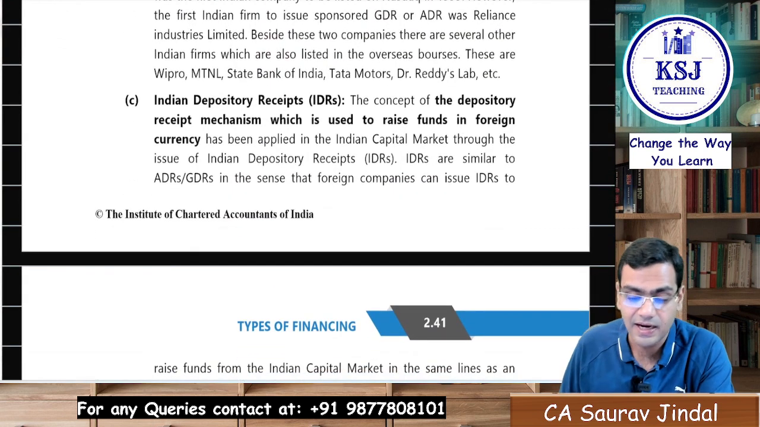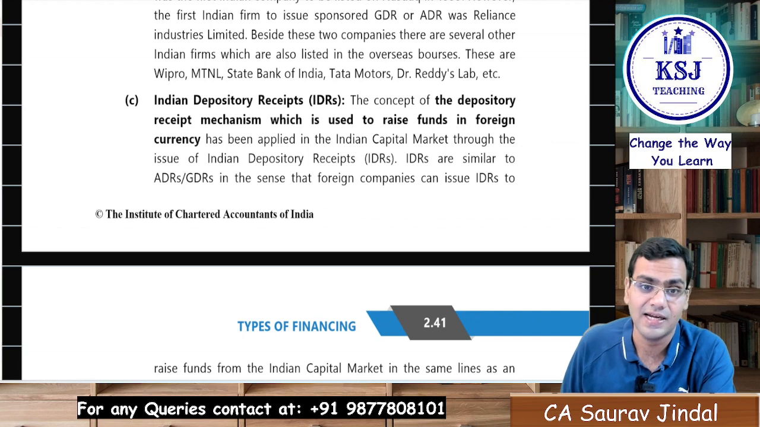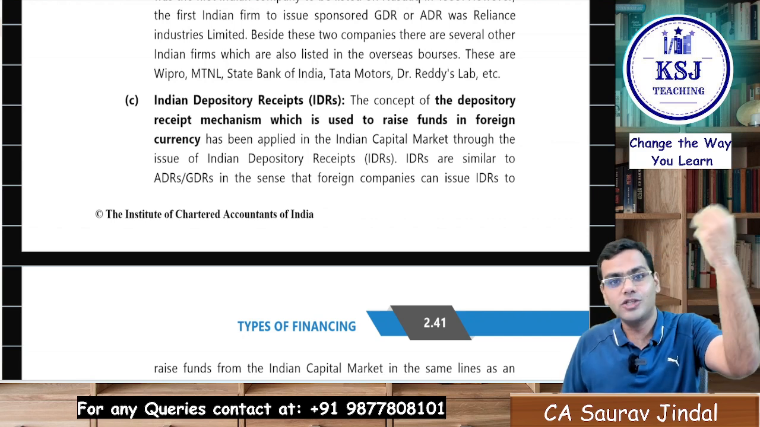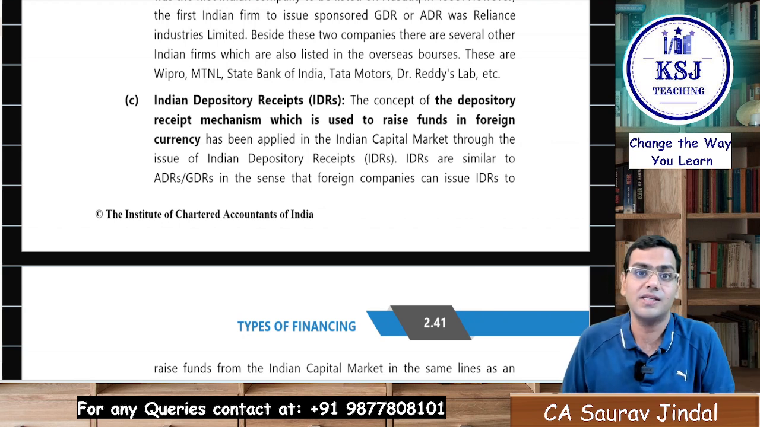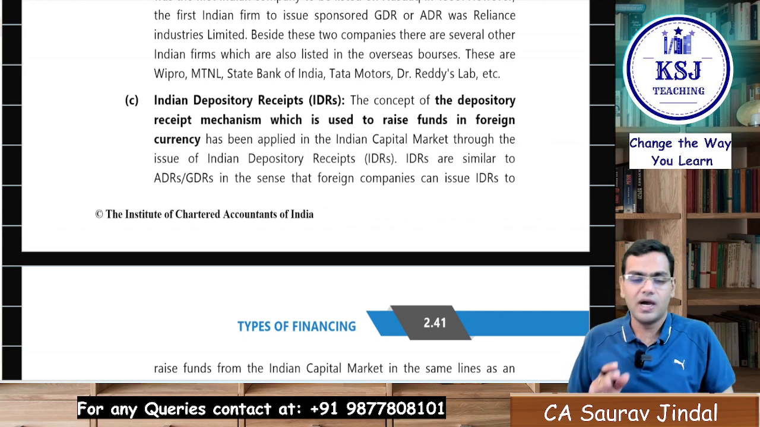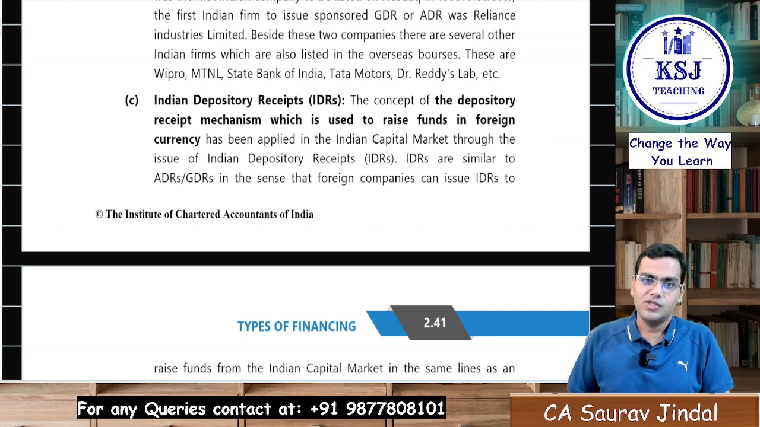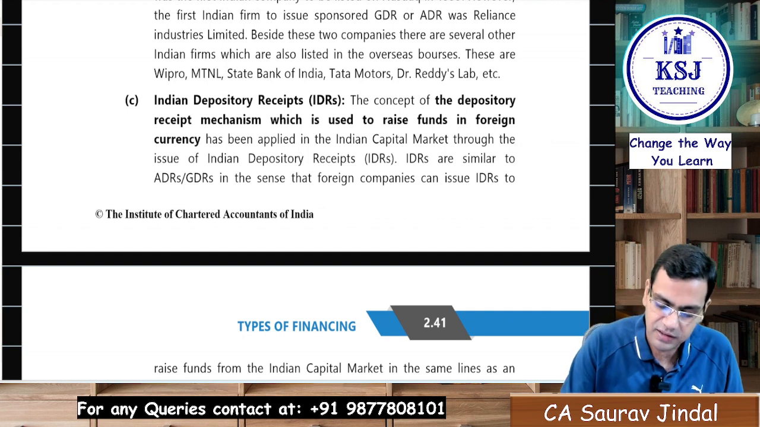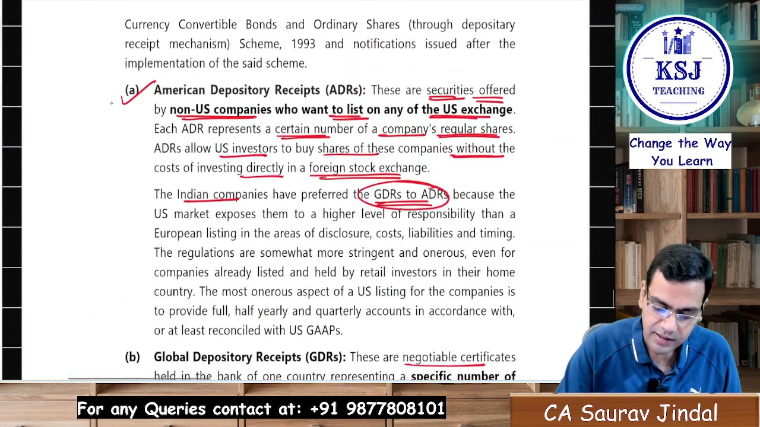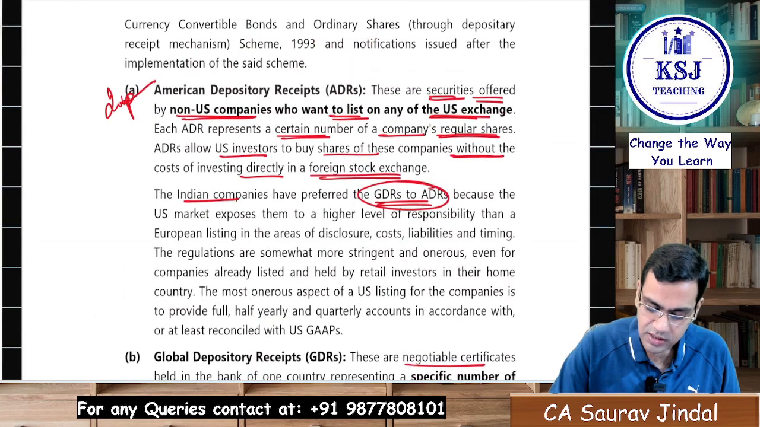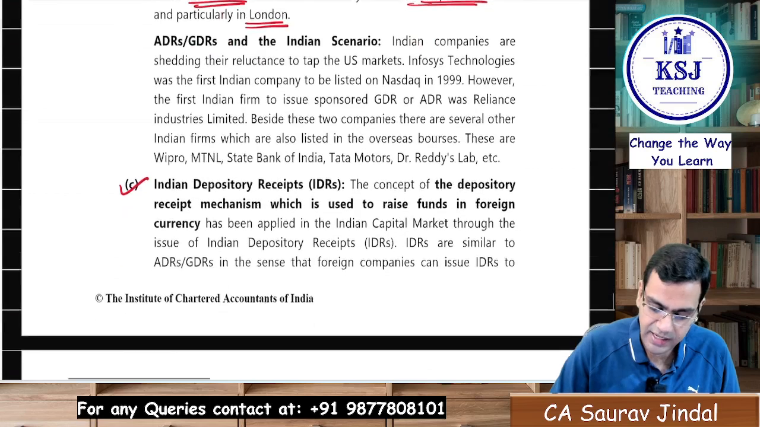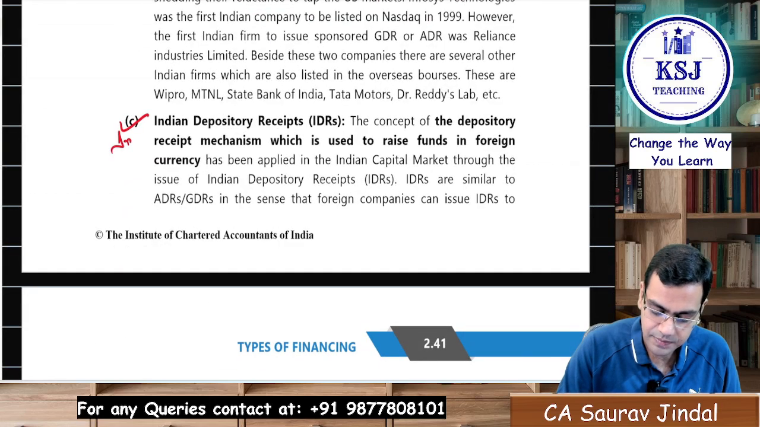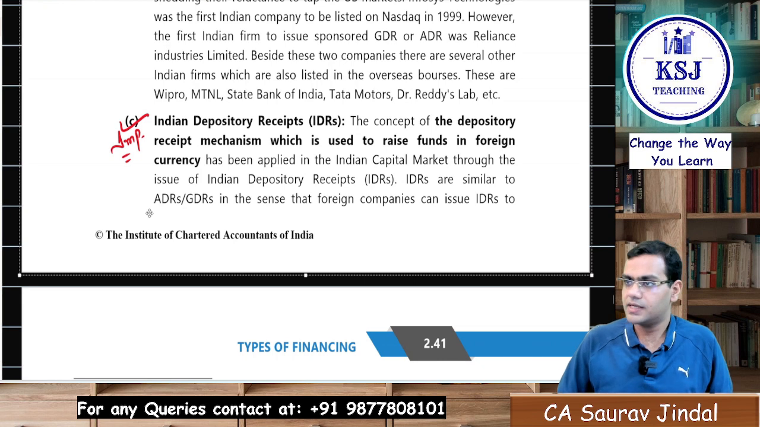Then they have the Indian depository receipts also. IDRs, what are the IDRs? If some foreign company, say an American company, wants to list their shares on the Indian Stock Exchange, then they will issue the IDRs. Clear? So this is the difference between ADR, GDR and IDR. This is the basic concept of the three. Now this is an important topic, right? American depository receipts, the global depository receipts, and the IDRs are all important. So these are the few important topics.